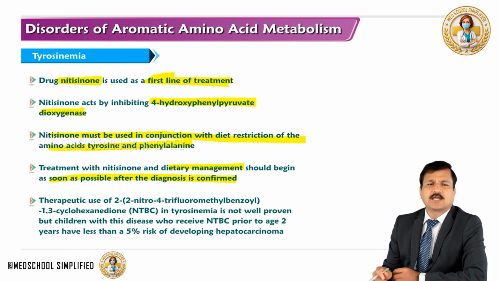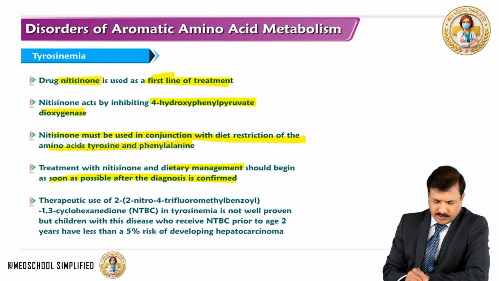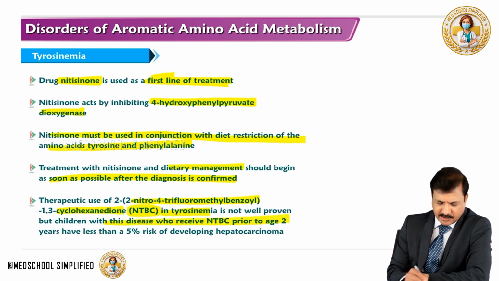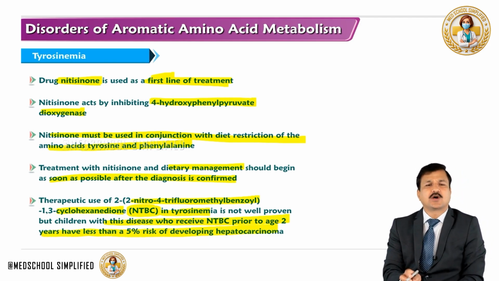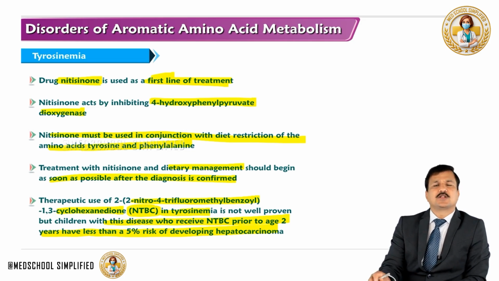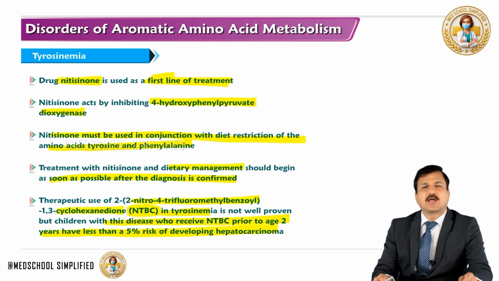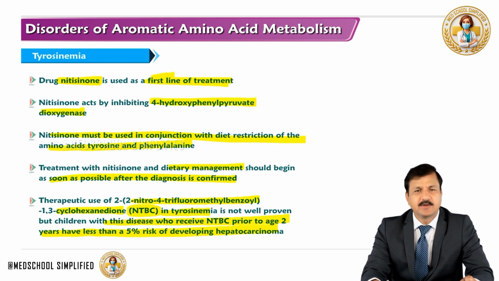Also, therapeutic use of 2-nitro-4-trifluoromethyl-benzoyl cyclohexanedione, which is written as NTBC, in tyrosinemia is not well proven, but children with this disease who receive NTBC prior to age 2 years have less than 5 years risk of developing hepatocarcinoma. And this NTBC also inhibits the 4-hydroxyphenylpyruvate dioxygenase enzyme, as I have shown in the previous figure.